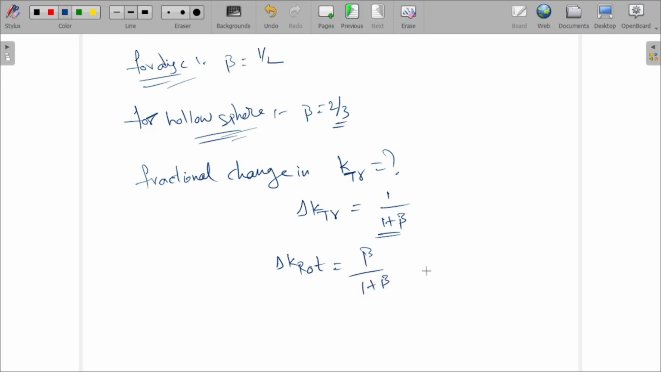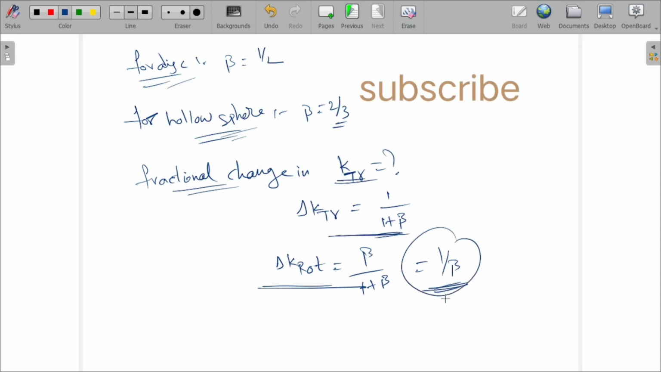And what is the ratio of these two? Ratio of these two is 1 is to beta, 1 by beta. Clear? This is for the fractional change in translational kinetic energy. This is the fractional change for rotational kinetic energy, and the ratio of both of them is 1 is to beta. Clear? This is the total explanation for kinetic energy of a rolling body.